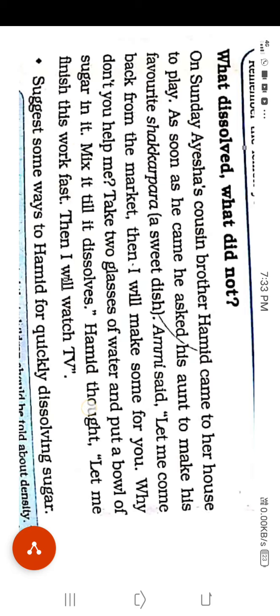Take 2 glasses of water and put a bowl of sugar in it. Mix it till it dissolves." Hamid thought, "Let me finish this work fast, then I will watch TV." Now suggest some ways to Hamid to quickly dissolve sugar.